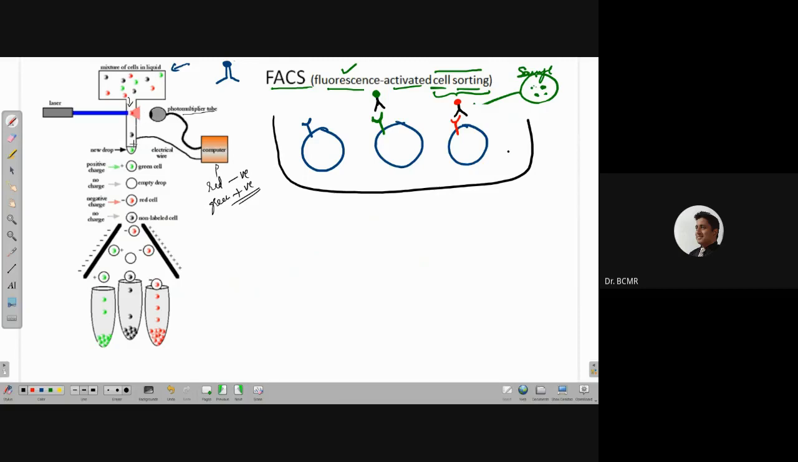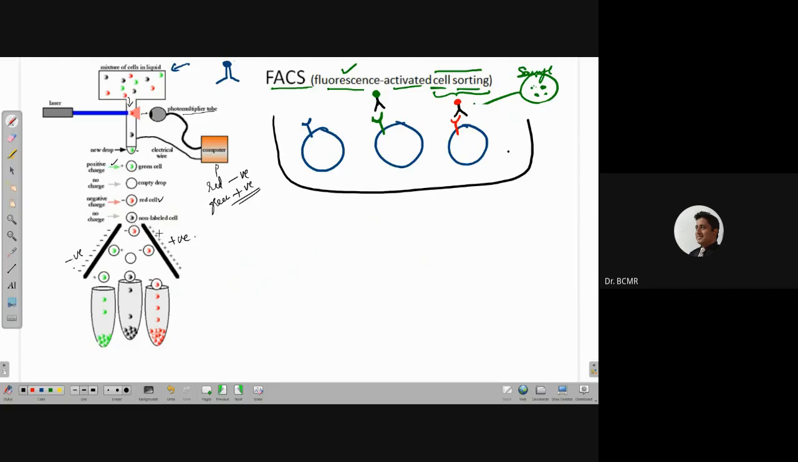So because the computer knows, when a cell passes here, if there is a green fluorescence, then it will add a positive charge to the droplet containing that single cell. If it is a red fluorescence, then it will give a negative charge. And these droplets are allowed to fall through this tube. And here we have 2 electrodes. One is negatively charged, and the other one is positively charged.